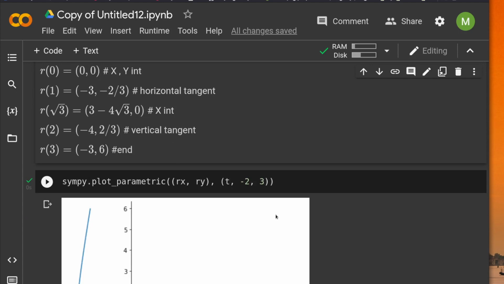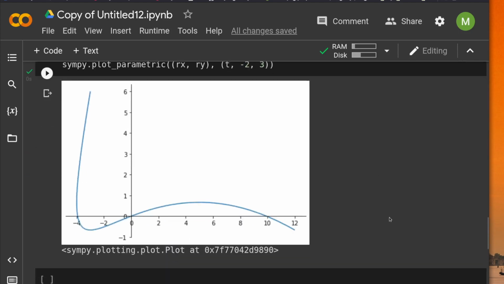So now we've seen how to use SymPy to plot a parametric curve. Okay, I will see you in the next one.